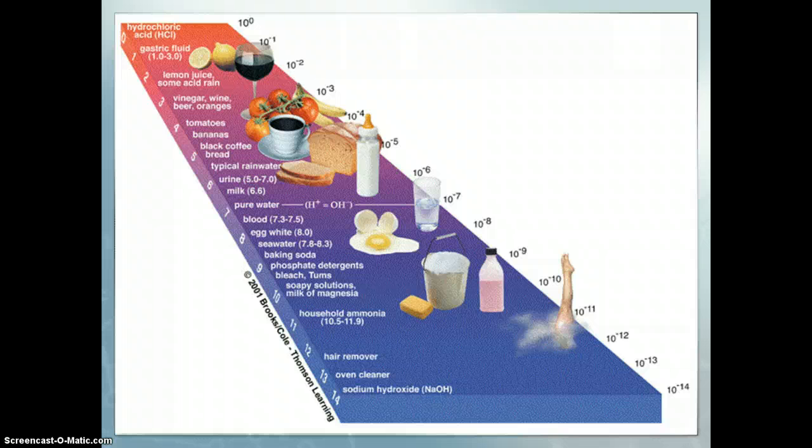On the other end, we got egg whites, seawater, baking soda, detergents, bleach, Tums, right? Tums is very chalky. Any soap, household ammonia, which is very similar to bleach, hair remover, oven cleaner, those are all bases.